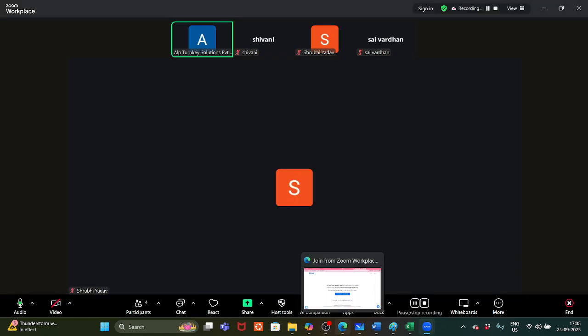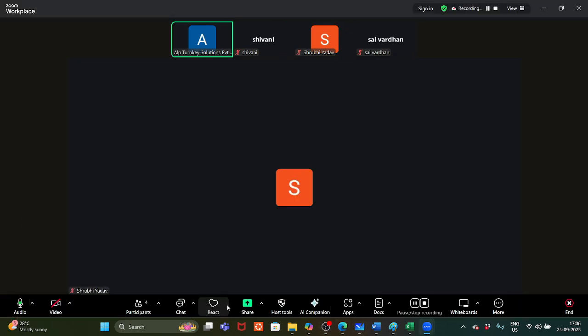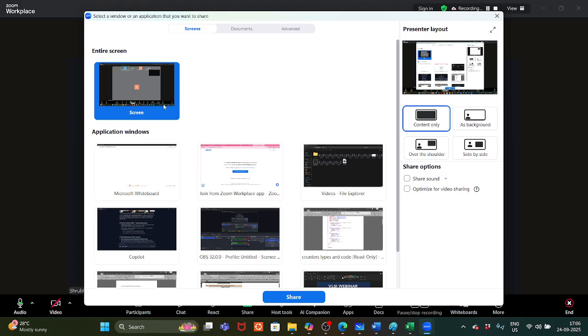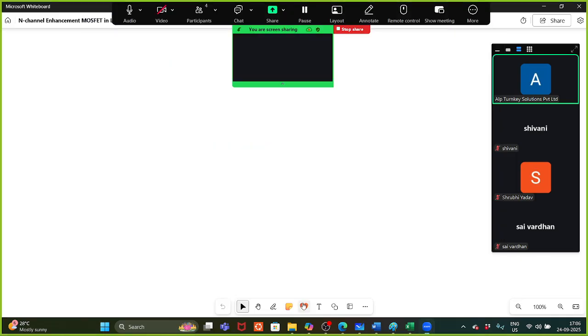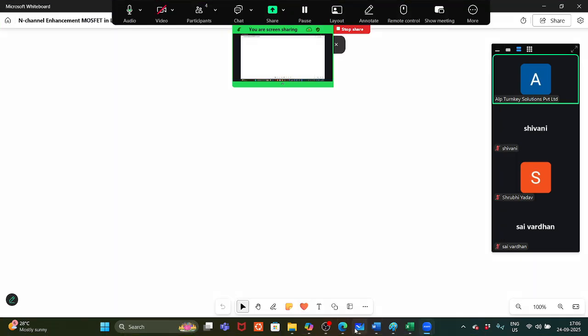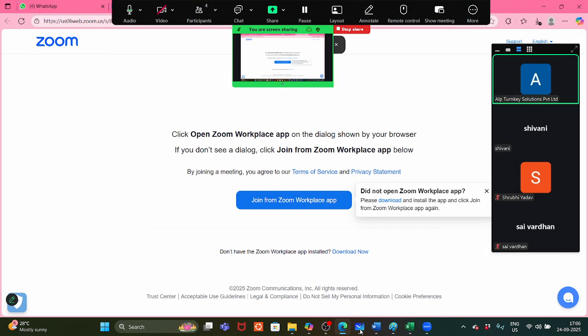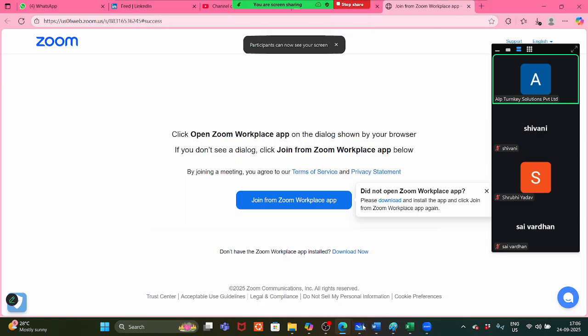Today we'll start the MOSFET operation. Last class I told you it operates in three regions: the cutoff region, the linear region, and the saturation region. Today we discuss the saturation region. So what is this saturation region?